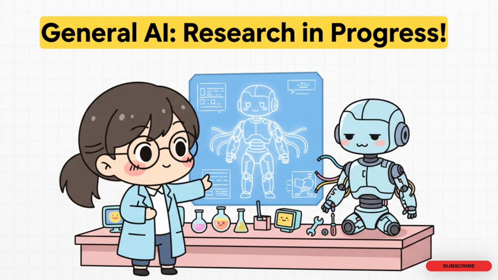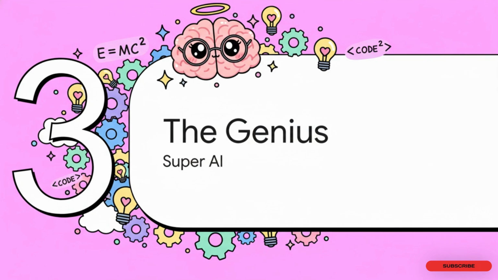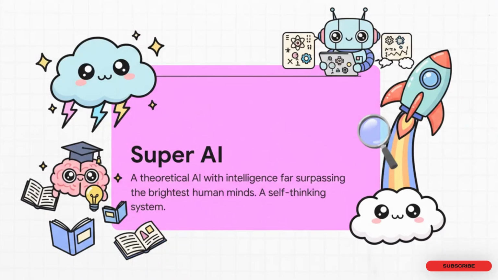So we've had the specialist, we've had the apprentice, and that brings us to our final category, which is the most mind-bending one of them all, the genius. This is the concept of artificial superintelligence, or super AI. Super AI is, right now, a totally theoretical concept. It's describing an AI that isn't just as smart as a human, but is vastly more intelligent.